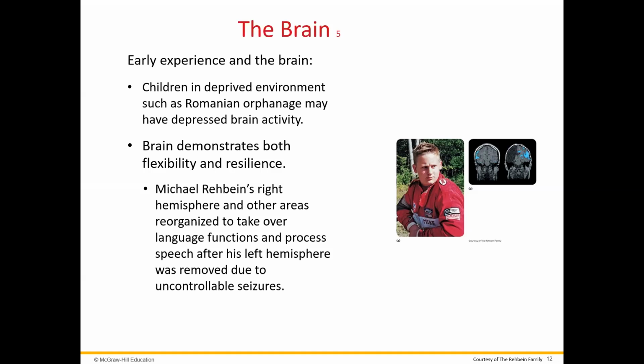Here's one case of extreme plasticity, Michael Rabine, pictured here. His right hemisphere and other areas of his brain had to reorganize to take over his language functions and process speech after his left hemisphere was removed due to uncontrollable seizures. He had major operations at the age of 7, and then again at 10 years of age.